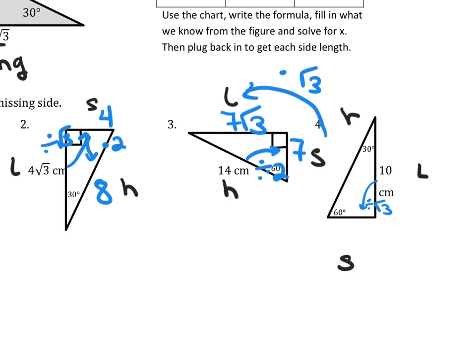10 divided by root 3 is 10 root 3 over 3. And then to go to the hypotenuse, we'll multiply by 2. And so this hypotenuse becomes 20 root 3 over 3.